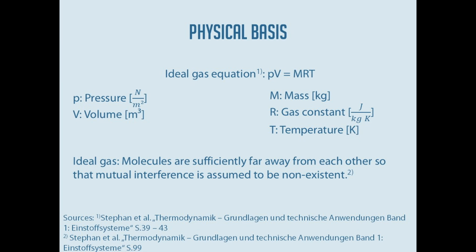Let's have a quick look at what the equation says. So the product of pressure and volume is equal to the product of mass, temperature and this gas constant. We will see in a moment what this is useful for. I will now briefly go into the units and quantities of the equation, which may not be so familiar to everyone.